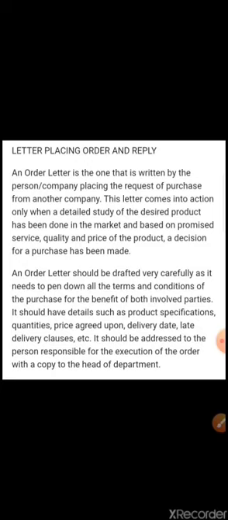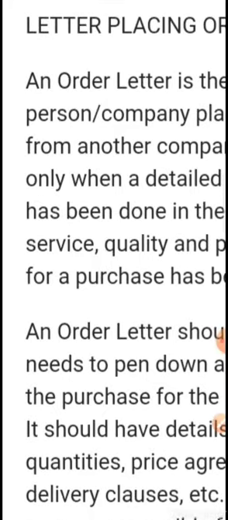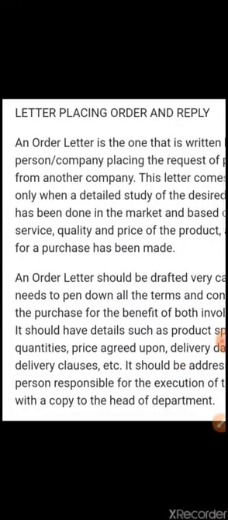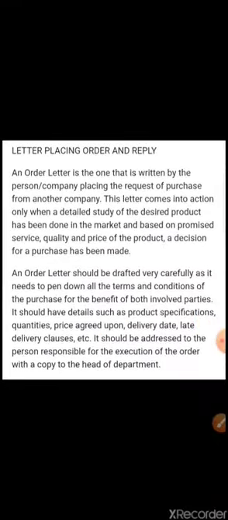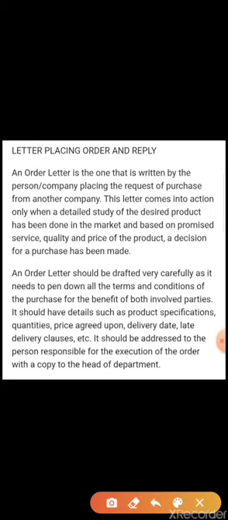An order letter is the one that is written by the person or company placing the request of purchase from another company. Purchase here means कुछ खरीदना. When we write the order letter, when any person or any company places a request, भेजती है कुछ खरीदने के लिए from another company, दूसरी कंपनी से.